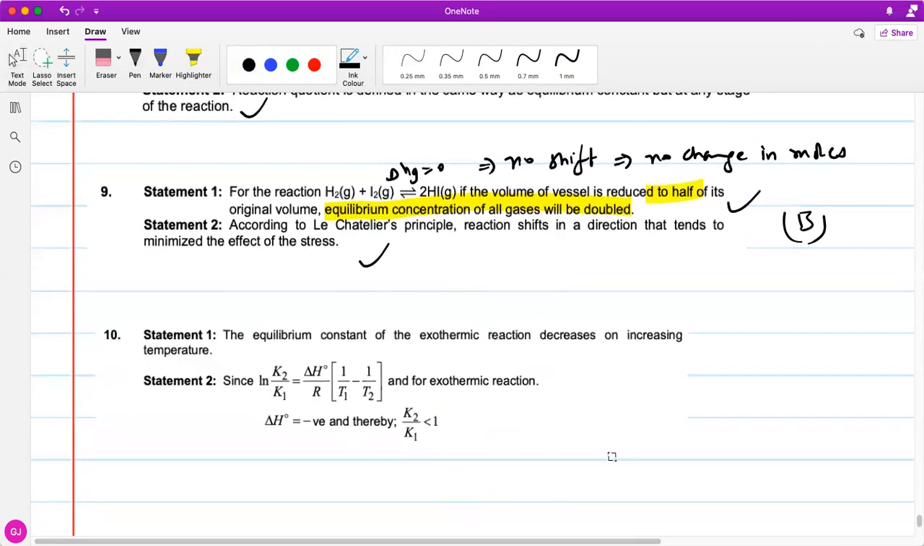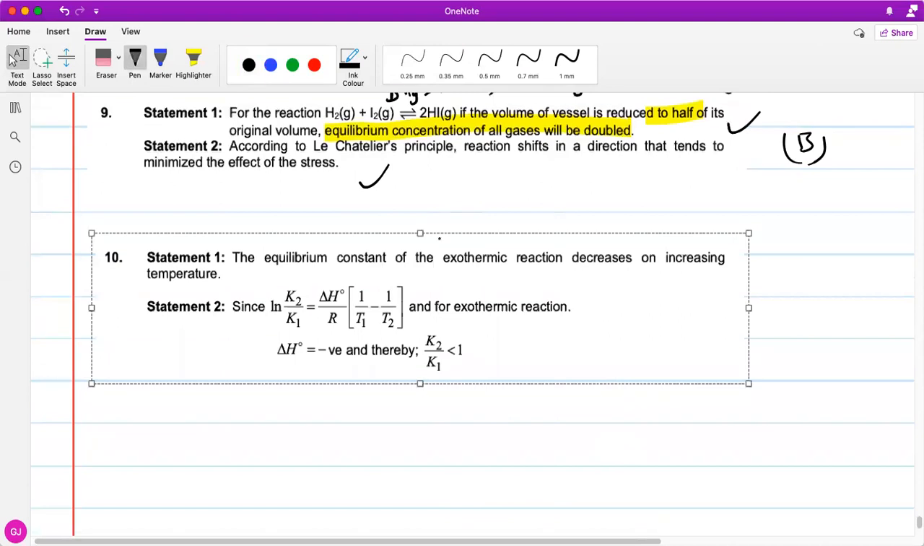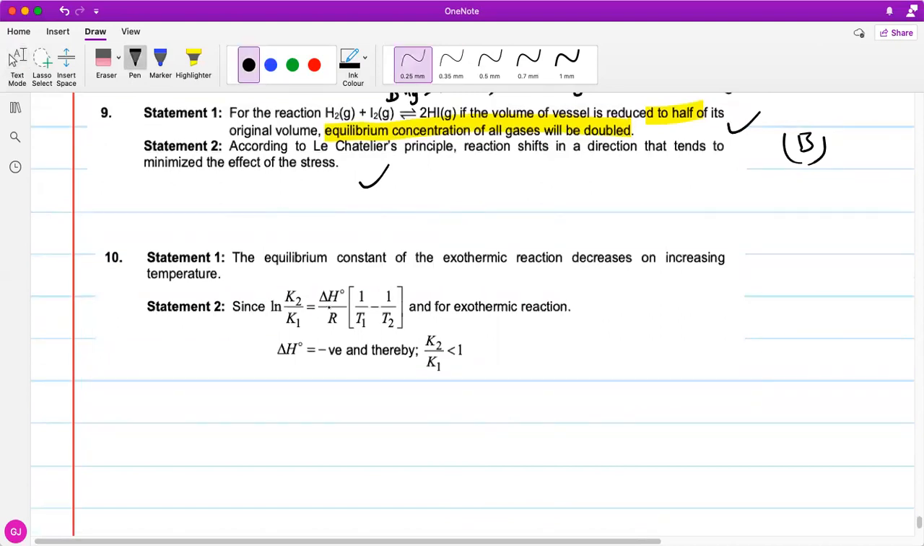in which it is mentioned that the equilibrium constant of the exothermic reaction decreases on increase in temperature. Well, the statement is correct, that we have learned from our notes. And this is the relationship, right, that talks about how K depends on temperature. And so for our exothermic reaction delta H is negative, which makes this ln K term negative, and that means K2 upon K1 is less than 1. So it's a correct explanation as well.